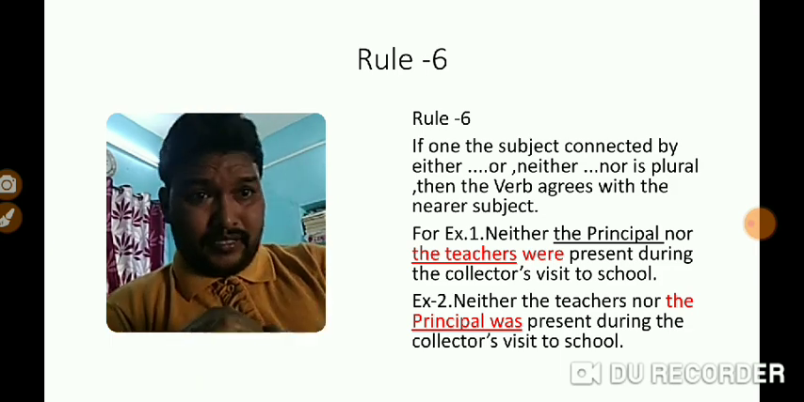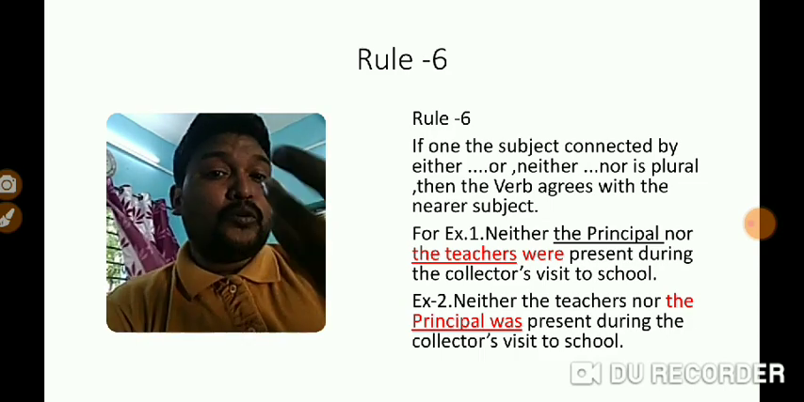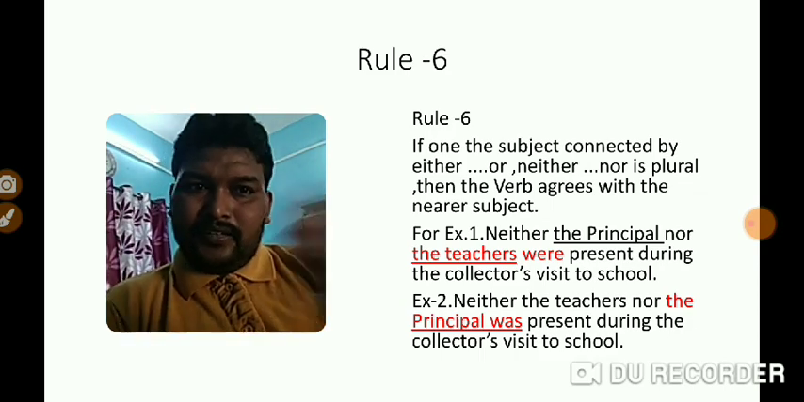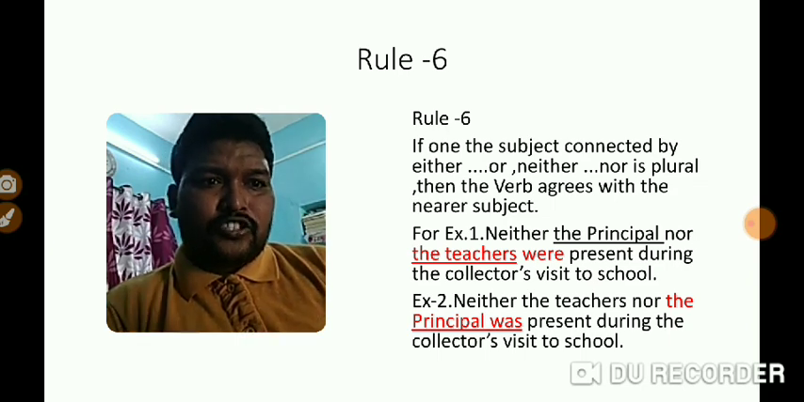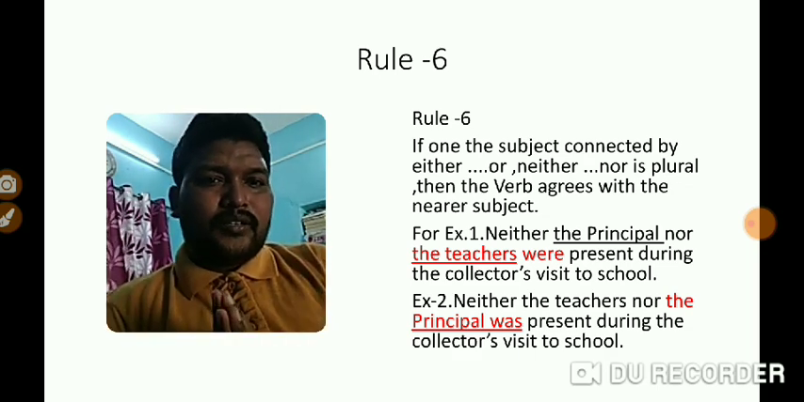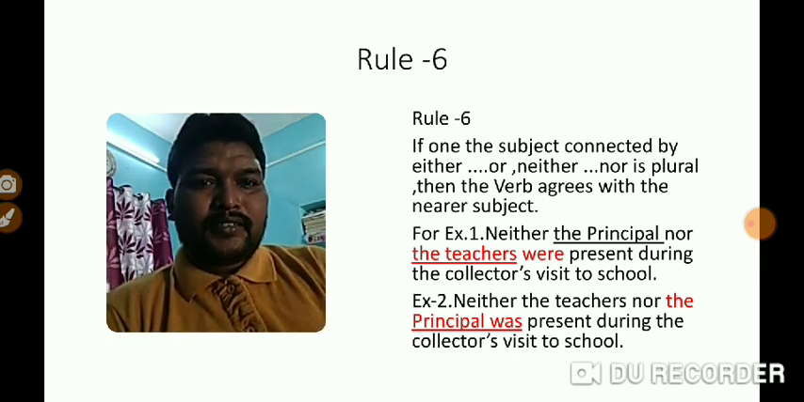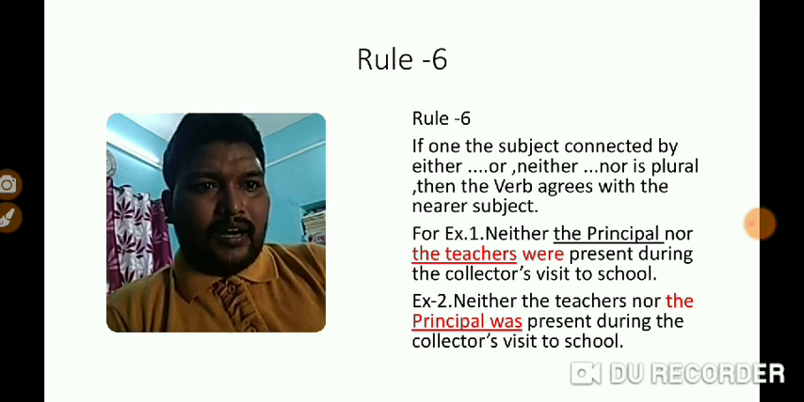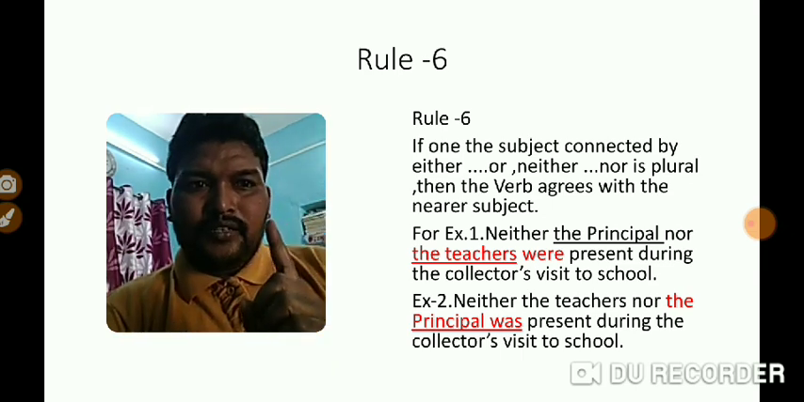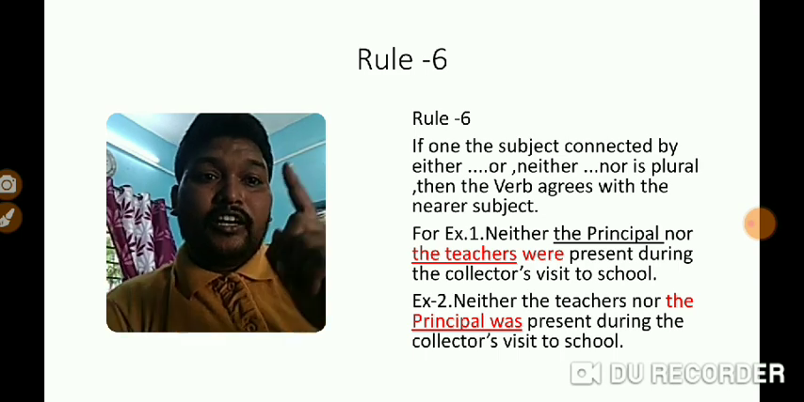But what happens if, out of the two subjects, one of the subjects is plural? Let us take for example, neither the principal nor the teachers were present during the collector's visit to school. Here, my dear children, first of all, I would like to tell you what the two subjects in this sentence are. The first one, the principal, is singular, because in a school there will be only a single principal. Nor the teachers.